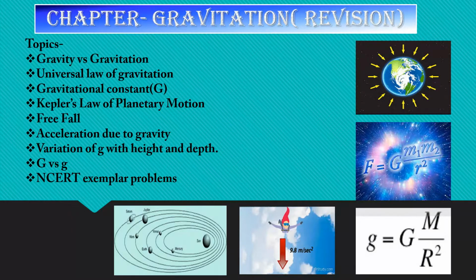Students, as your revision tests are coming nearby, today we are going to revise the chapter Gravitation. The various topics that we are going to cover today are gravity versus gravitation, universal law of gravitation, gravitational constant, Kepler's law of planetary motion, free fall, acceleration due to gravity, then variation of g with height and depth, then we will differentiate between capital G and small g, and last we will discuss the NCERT exemplar problems. So please listen to the video carefully, watch it carefully.